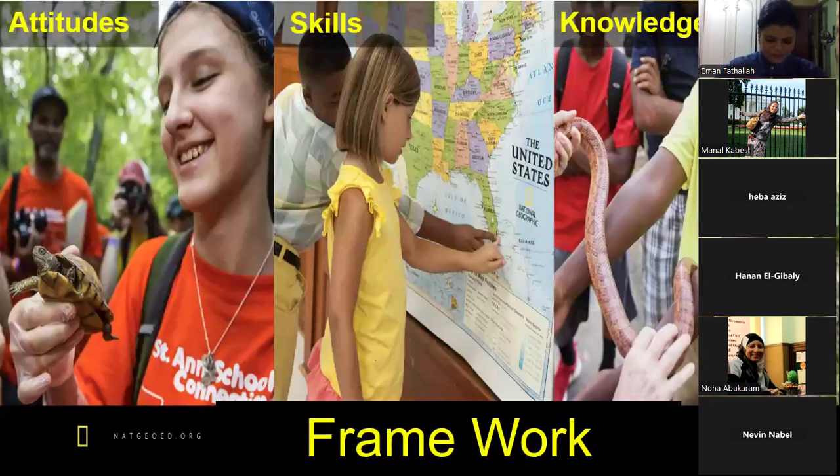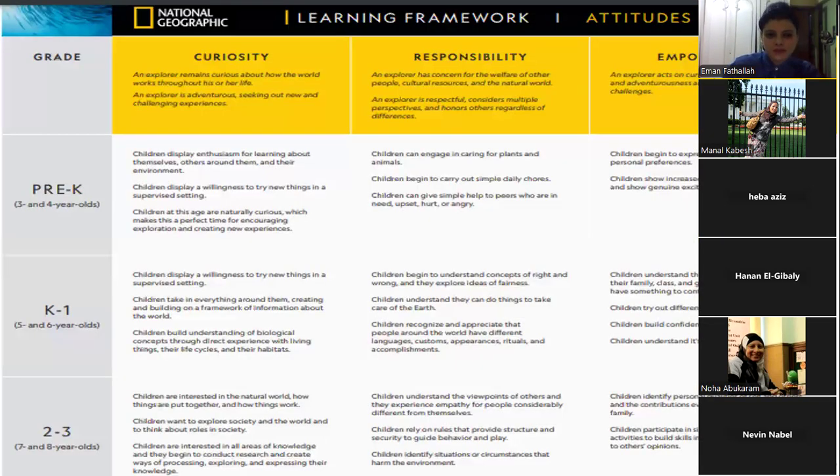The fourth step is to decide as a teacher which attitudes, skills, and knowledge you want your students to gain through this journey. For example, according to the learning framework, it defines three attitudes for teachers: the attitude of curiosity, responsibility, and empowerment. And the learning statement or goal differs from one grade to another. So if, for example, you're trying to apply project-based learning with your pre-K, little ones, you can pick the statement and take it as it is, which is children display enthusiasm for learning about themselves, others around them, and their environment.